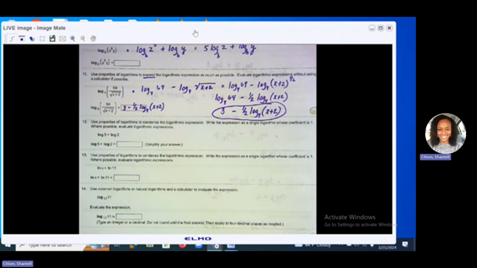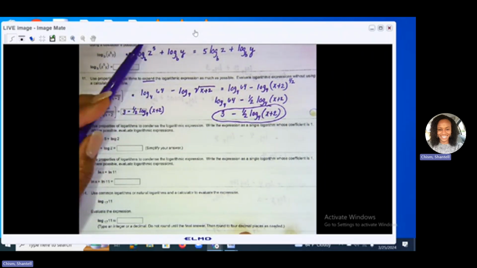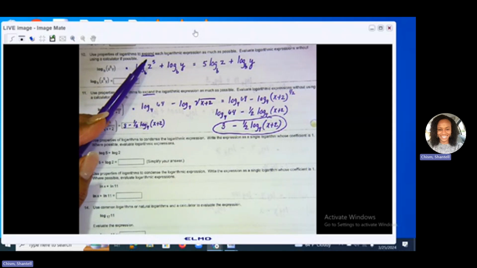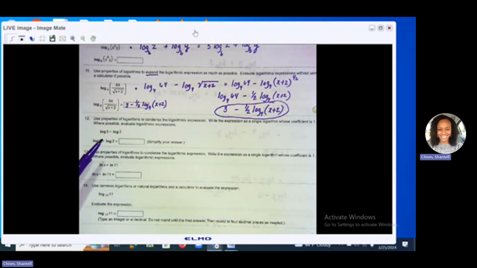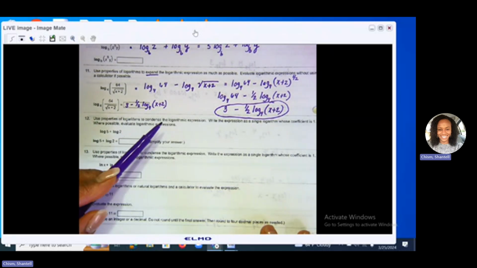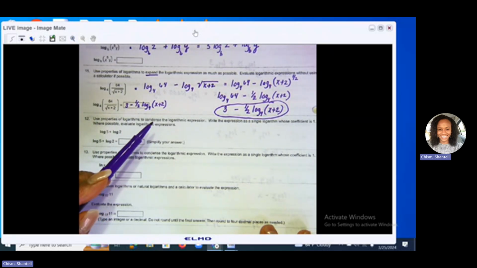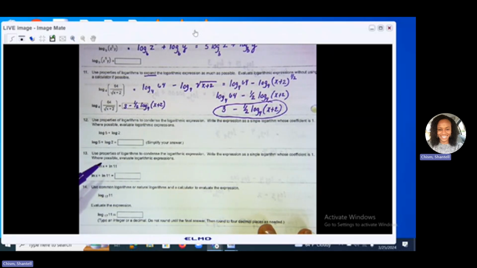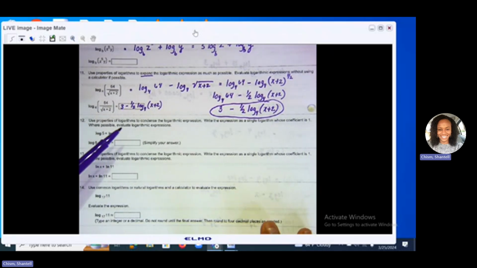Okay, so up until this point, we have been expanding. Notice that all these directions, what you're supposed to do on each of these problems, said expand. What if we want to work in reverse? Notice on the next few problems, it says condense. Okay, so number 12 and 13, the directions here say use properties of logarithms, those same 3 properties: product rule, quotient rule, and power rule. But this time we're going to condense the logarithm expression. So we might be given a sum, and we might be asked to write that sum as a product.